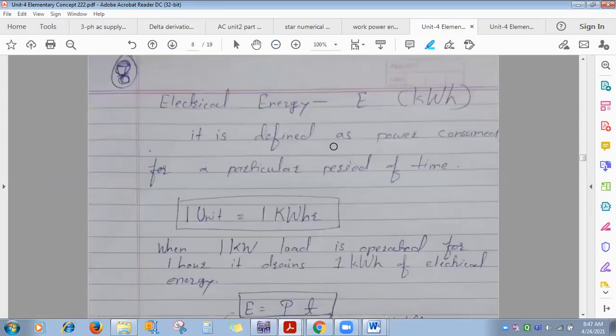Now electrical energy is defined as the power consumed for a particular period of time. That is the energy meter we use. An energy meter is connected everywhere there is use of electricity. You can find an energy meter because you have to pay the electricity bill. That electricity you don't get free of cost, you have to pay. So how much will you pay?